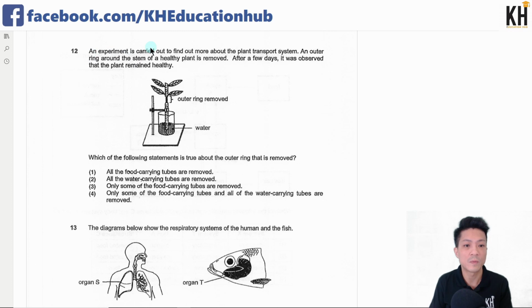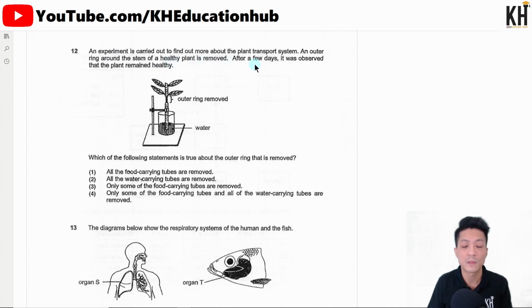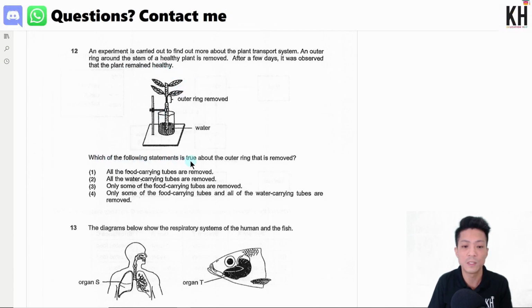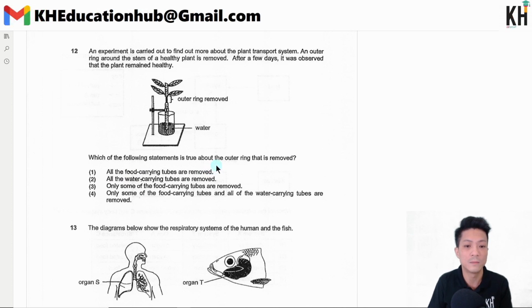Question 12. An experiment is carried out to find out more about the plant transport system. An outer ring around the stem of a healthy plant is removed. After a few days, it was observed that the plant remained healthy. Which of the following statements is true about the outer ring that is removed? All the food carrying tubes are removed. But after a few days, it was observed that the plant remained healthy.